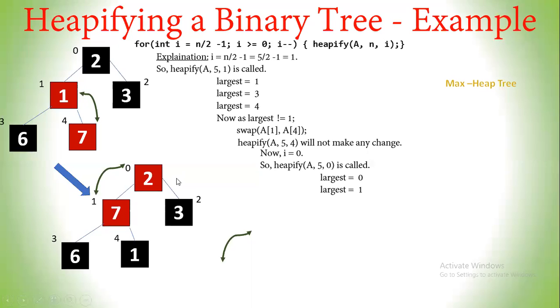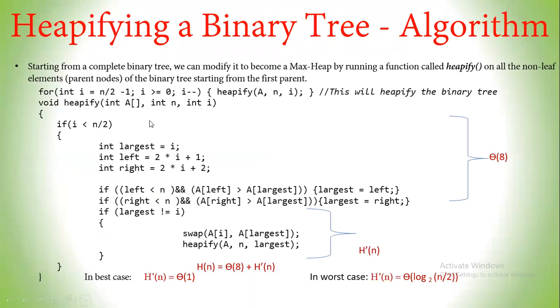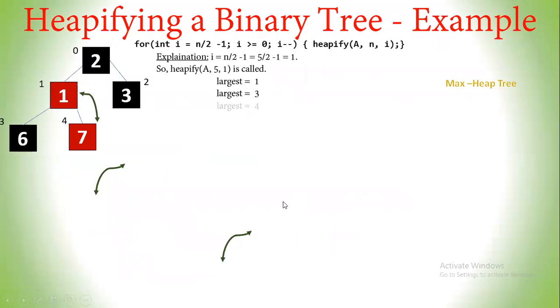Then it will come and check the right side. A right is 3, and now the largest index is 1. I'm describing this step, which is true. It will check whether A right is greater than A largest. So what is A right here?